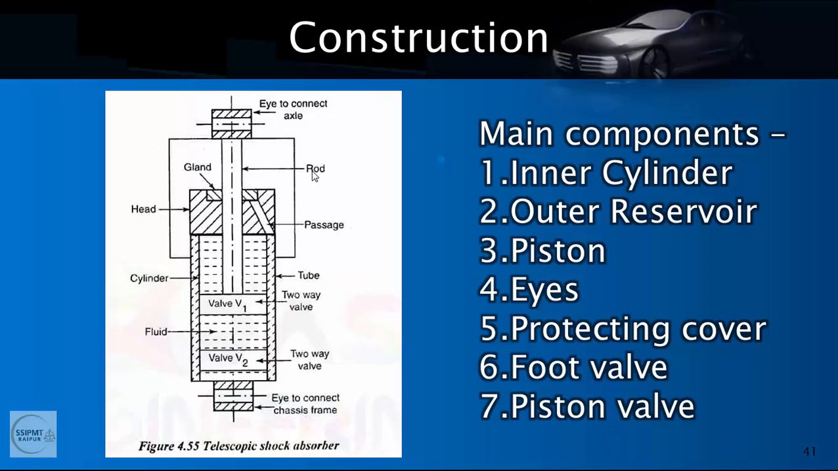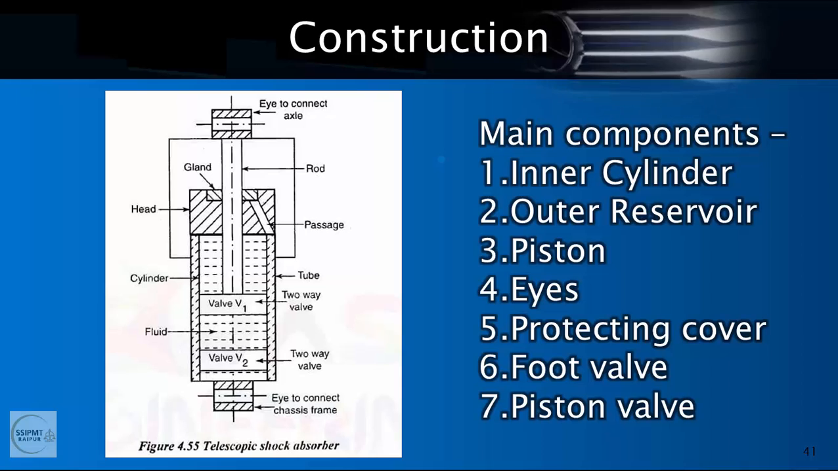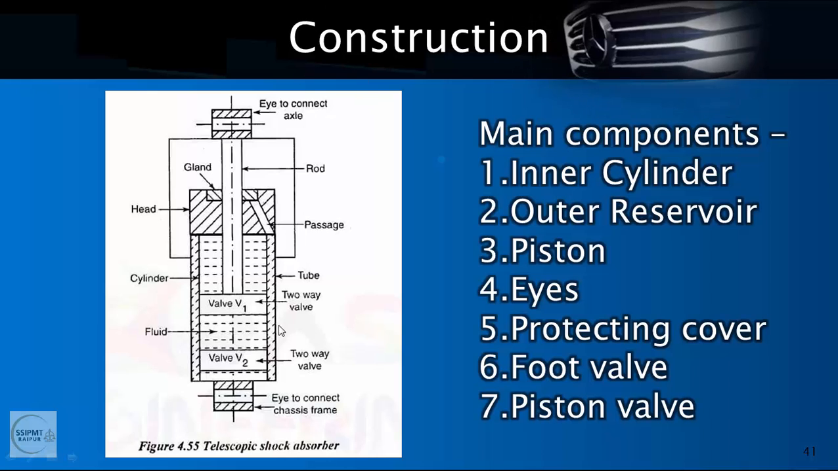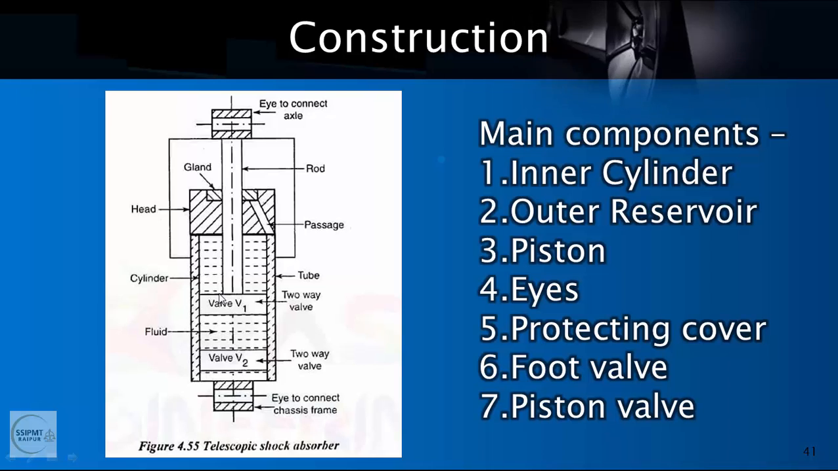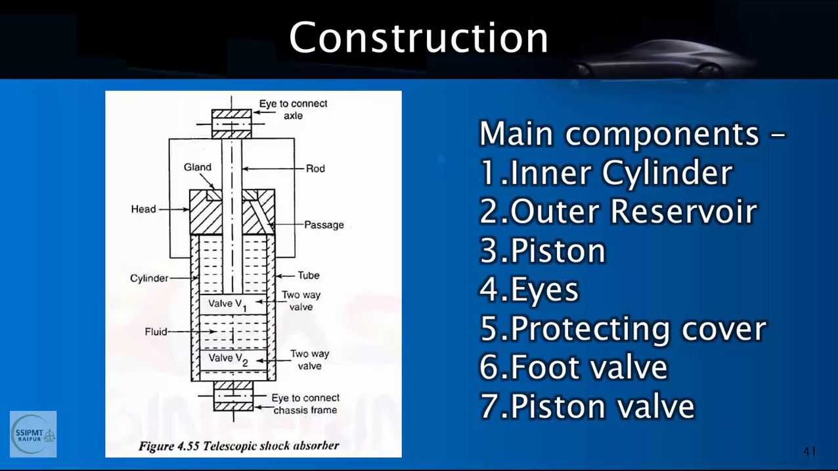So it consists of an inner cylinder fitted with the head at the open mouth. The head is also screwed into the outer reservoir, which is fixed to the eye, by means of which the reservoir is secured to the axle. The piston slides inside the inner cylinder. This is the piston. The piston is secured to the piston rod, which is connected to the other eye, and this eye will be connected to the chassis frame.